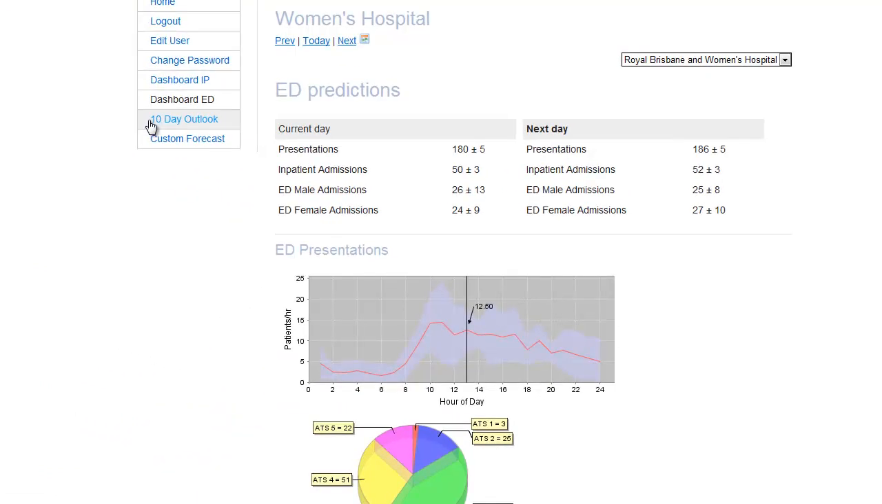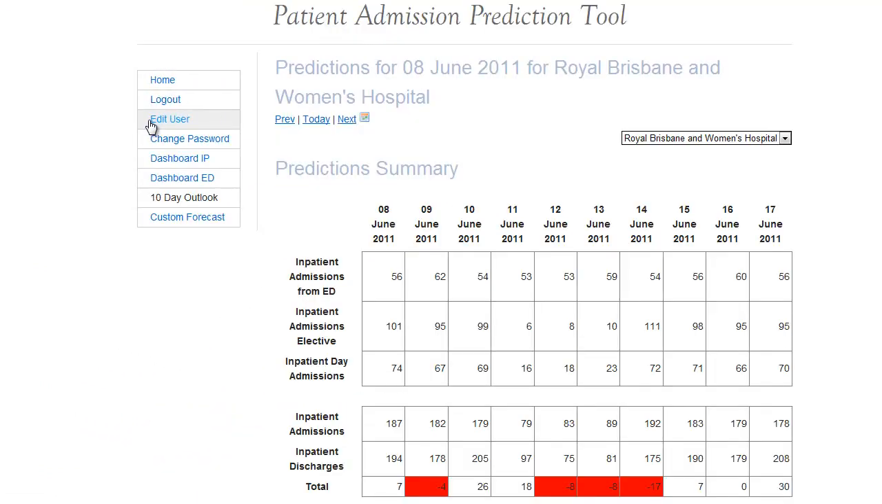Then looking at a 10-day outlook report. So this provides the next 10 days information about what's coming in, what's coming out of the hospital.